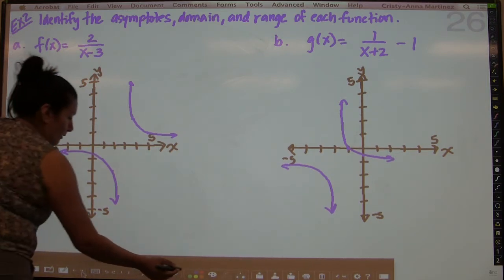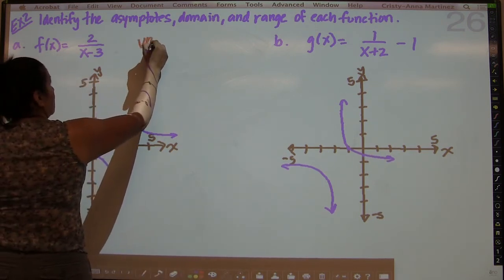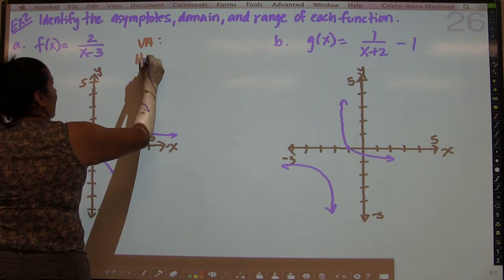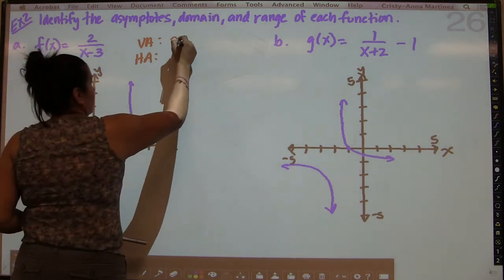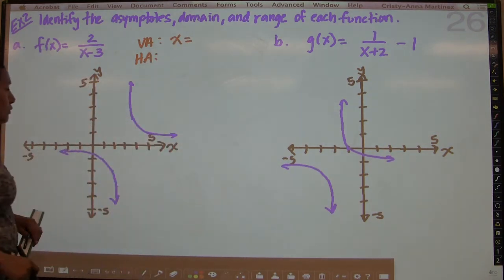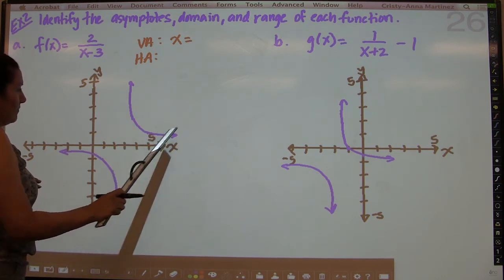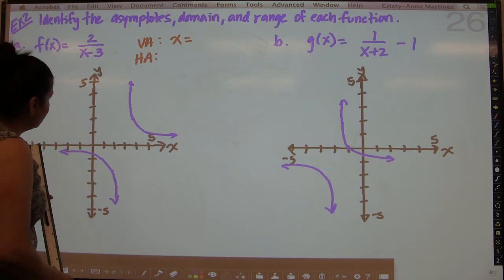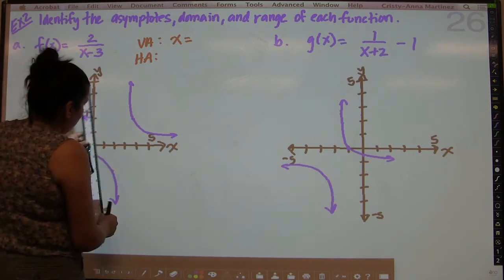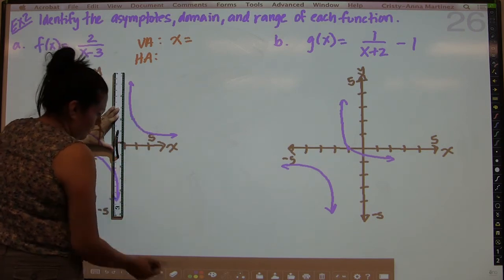So for our vertical asymptote, when you have a vertical asymptote, the equation is always going to start with x equals. And we're trying to find where on the graph the actual function is approaching but not crossing that line. So it looks to me like that's happening right here at 3. And you can even draw this imaginary line.